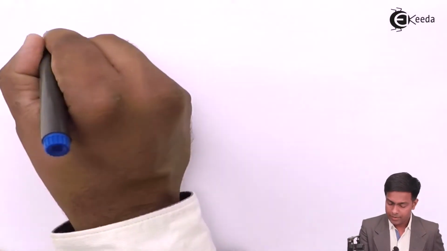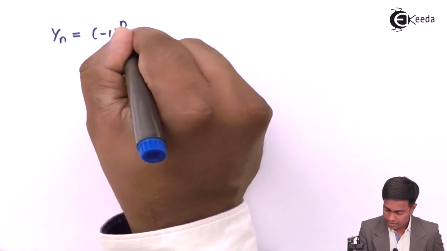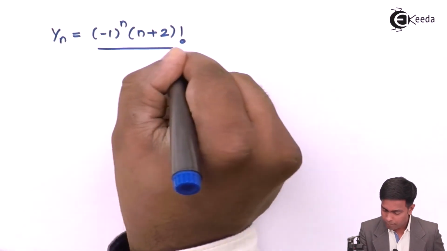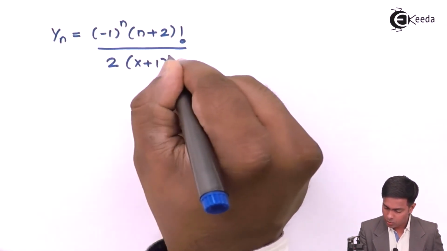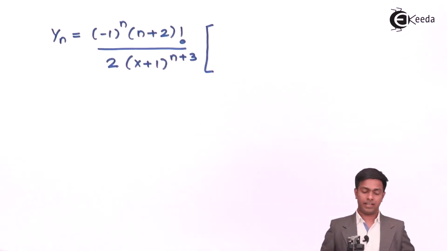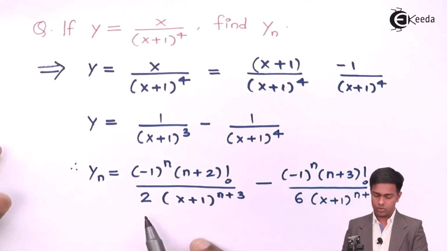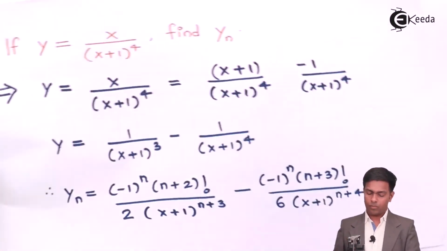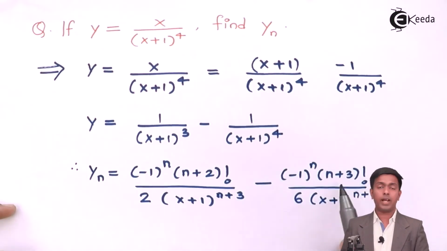So here I'll say yn is equal to minus 1 raised to n, n plus 2 factorial upon 2, and here x plus 1 raised to n plus 3. Now guys, let's see what remains in the bracket. So I've taken all terms common from here. So from here I'll just get 1 minus, from the second term I've taken minus 1 raised to n outside. Now here we have n plus 3 factorial.